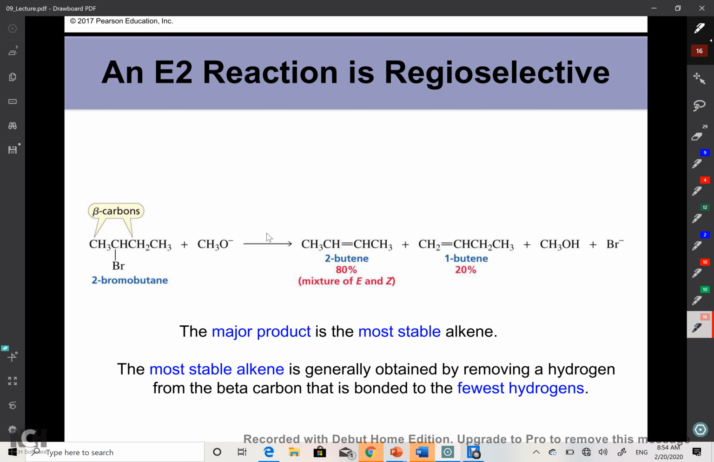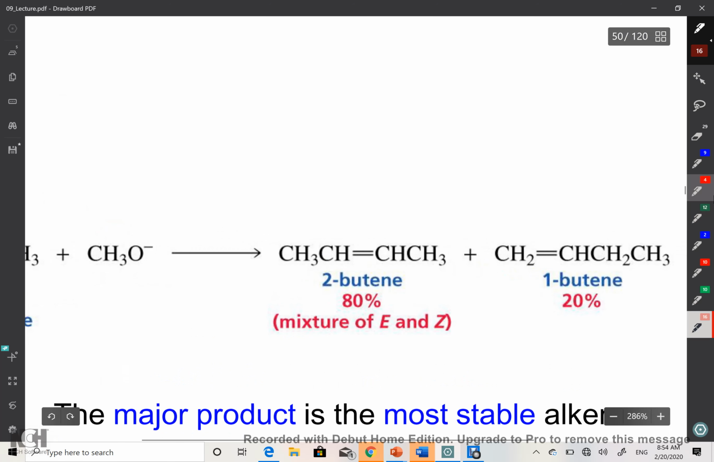E2 reactions are regioselective. You remember what regioselective is? Regioselectivity. We said in regioselectivity, if you have a possibility of forming two isomers, you preferentially form one over the other. That's what we refer to as regioselectivity. Does that make sense? If you can form two constitutional isomers, but you can preferentially form one constitutional isomer over the other one, then we say that reaction is regioselective. And E2 reactions are regioselective. Let me zoom it so that we can appreciate it more.